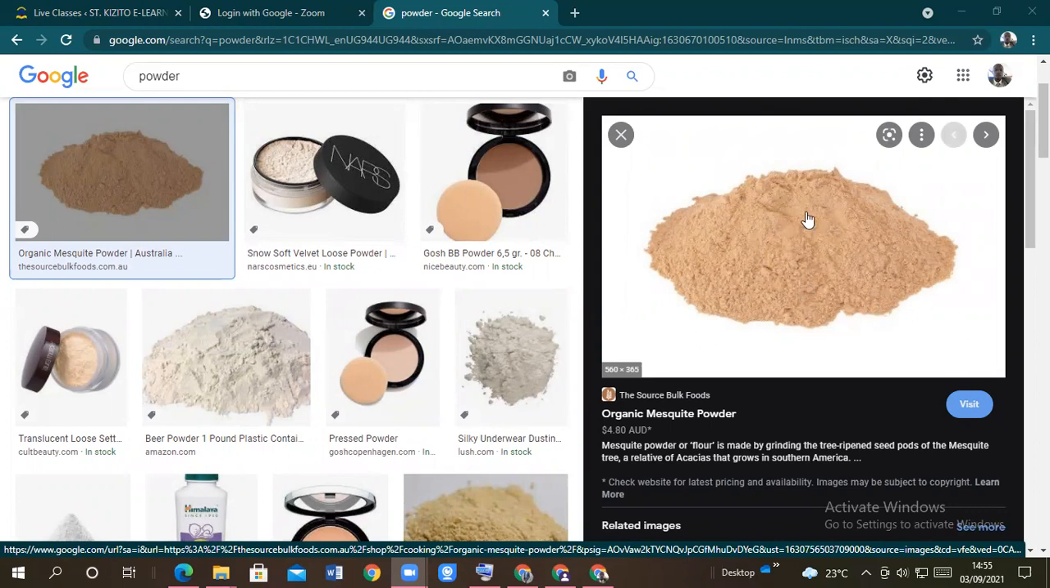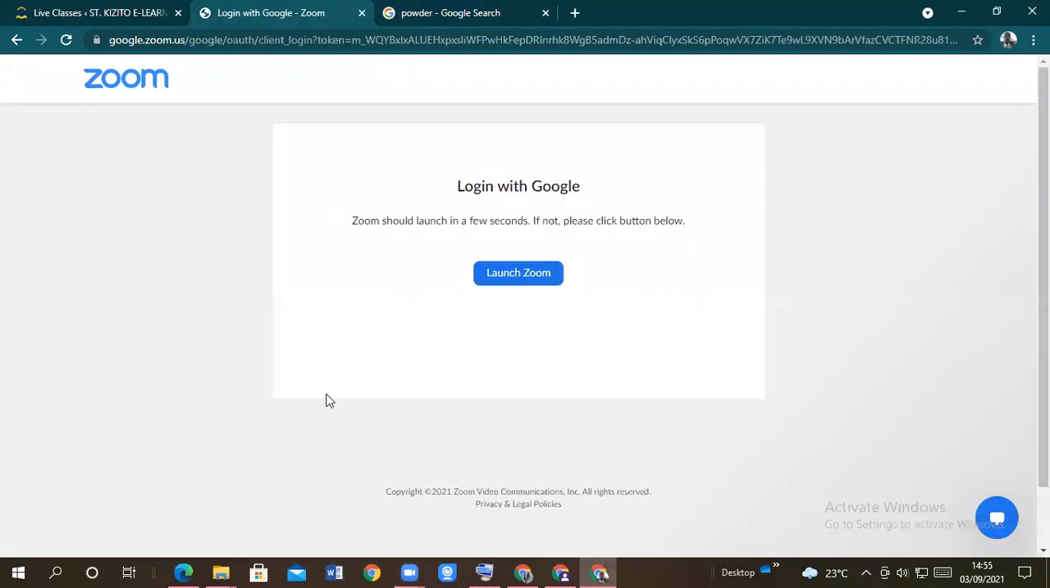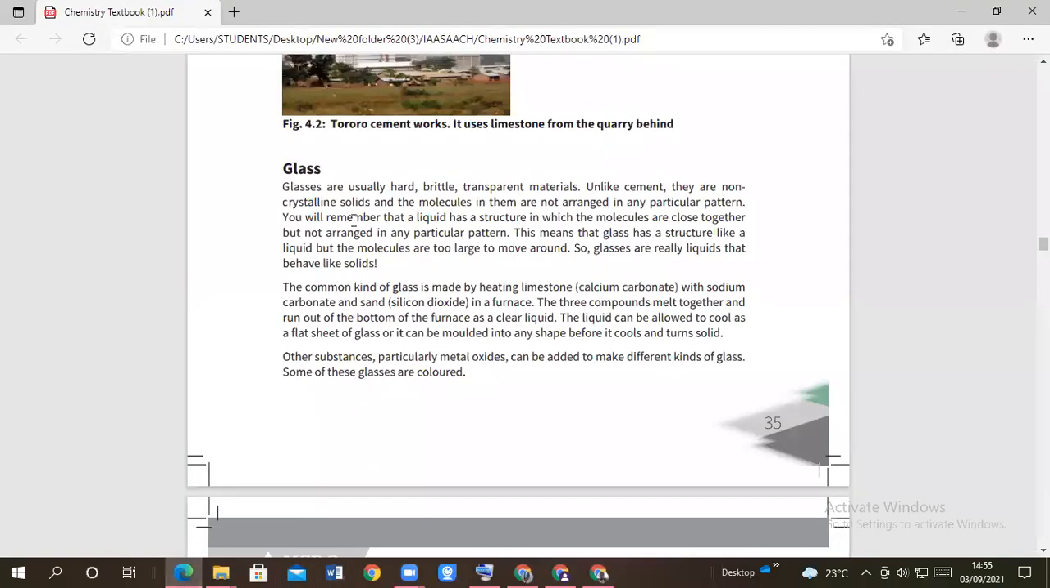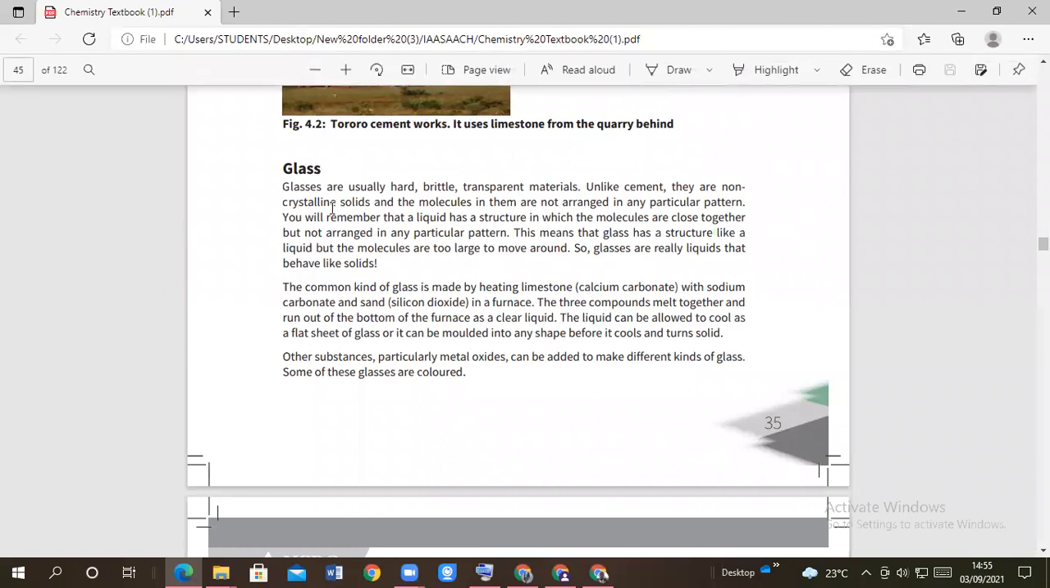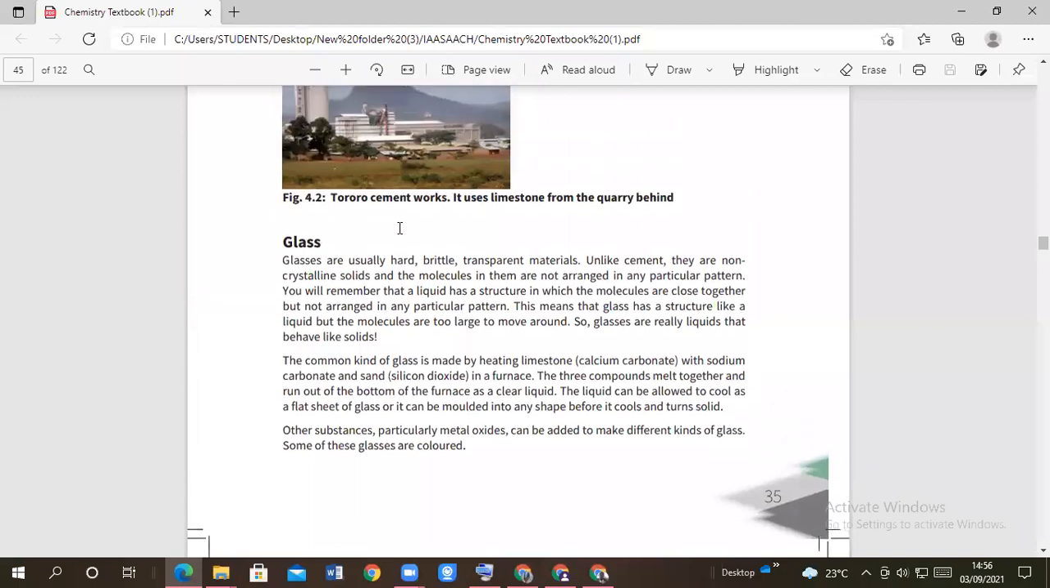So you must be able to differentiate between a powder and a crystal. And at the moment, that's what they are trying to mean here. That glass are usually hard, brittle, and transparent. Unlike cement, they are non-crystalline. When you look at glass, do they look like crystals?